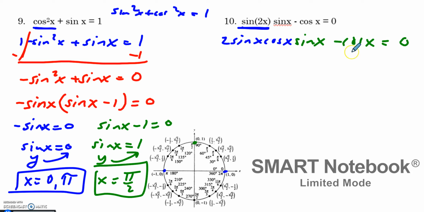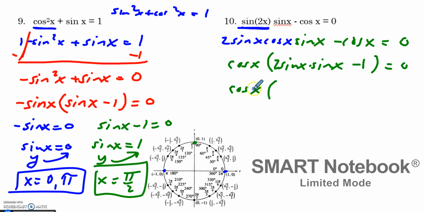Now that I've replaced this identity, now there is a greatest common factor between this term and this term. I can take out a cosine of x. And if I do so, I'm left with this. I'm left with 2 sine x times another sine x minus 1 equals 0, which is the same as 2 sine squared x minus 1.